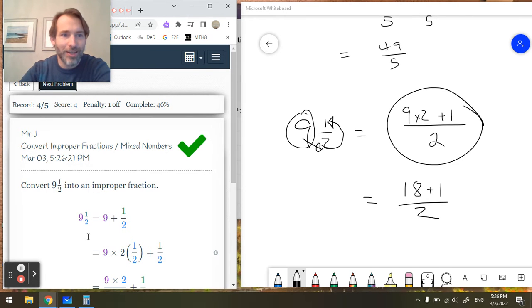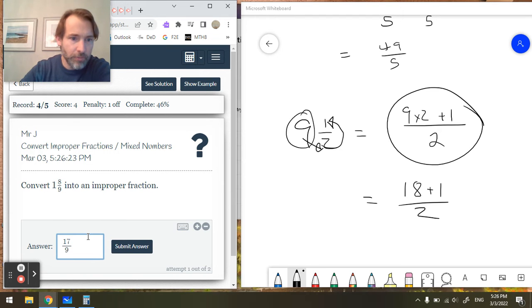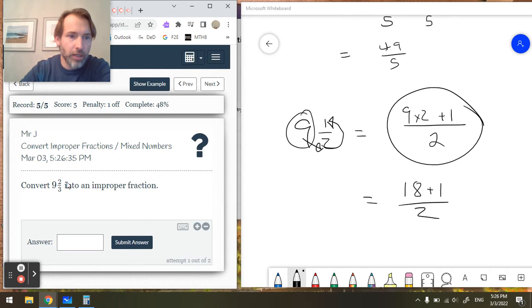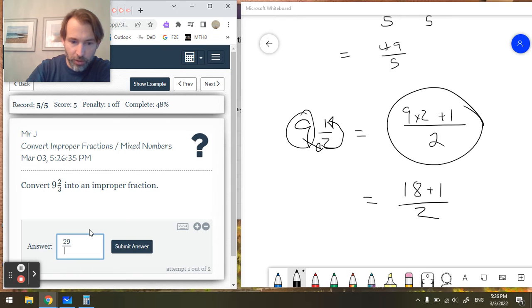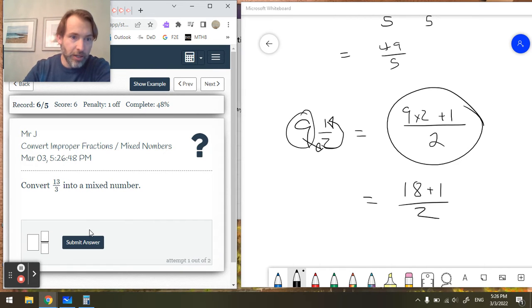Hooray! Now let's look at one more. We still want to convert. I'm looking at that: 1 times 9 plus 8 is 17 over 9. All right, let's do one more. It wants me to do another one of these. So 9 times 3 plus 2 is 29. 9 times 3 is 27, plus 2 is 29 over 3. Enter. Hooray.